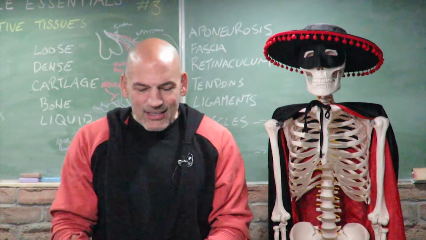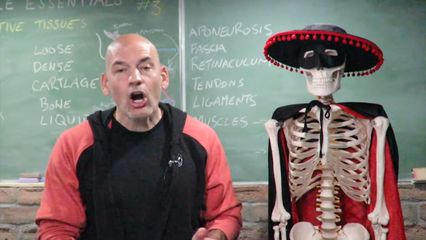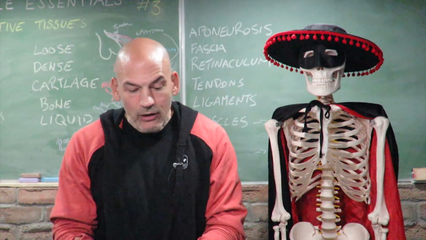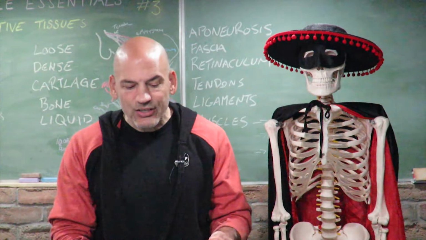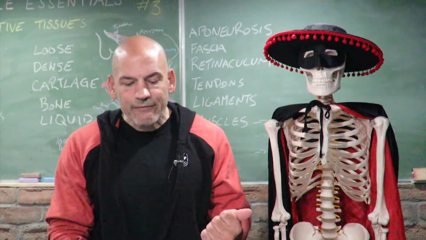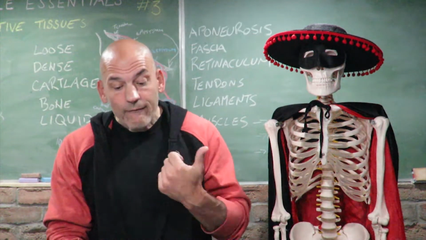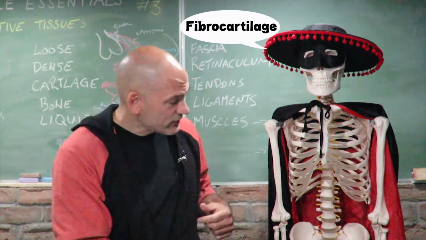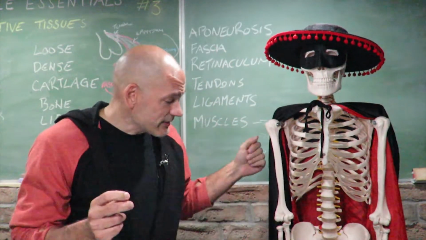Okay, so that is dense connective tissue. Now there is cartilage. 3 types of cartilage, 3 categories: hyaline cartilage, fibrocartilage, and elastic cartilage. Hyaline cartilage is found at the ends of long bones, your nose, and parts of your larynx. Fibrocartilage is found in your intervertebral discs, the menisci of your knee, and a thing called your pubic symphysis.